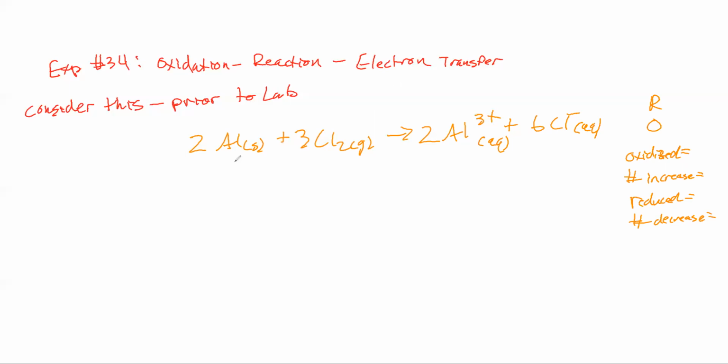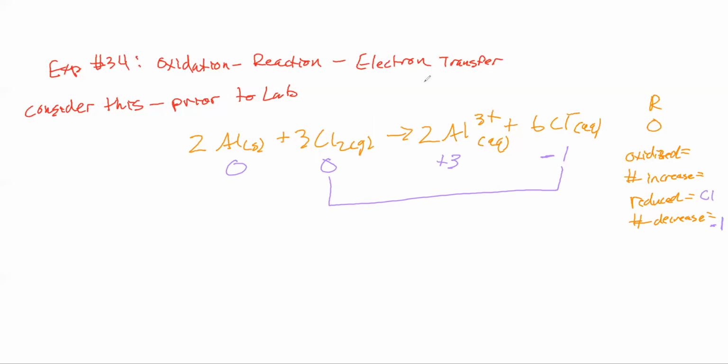we know that elements in their elemental state are 0 for the oxidation states. The ions should match their charges. So this is a +3, this is a -1. And so our chlorine has gone through a change from 0 to -1. So that means that it's reduced. That's the element that's reduced. It's decreased by -1, or you can just write 1, either one of those.